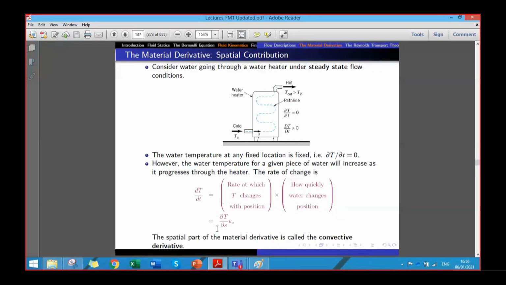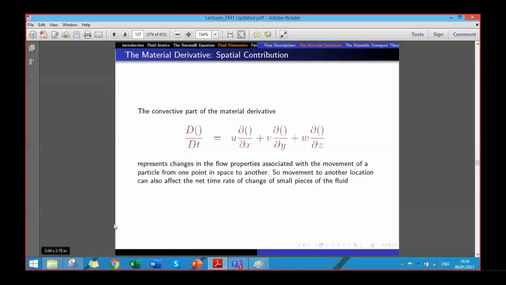So the total derivative is the rate at which T changes with position and how quickly water changes position. That is partial T by partial s into u. The spatial part of the material derivative is also called the convective derivative. The temporal part is called the local derivative and the spatial part is called the convective derivative.